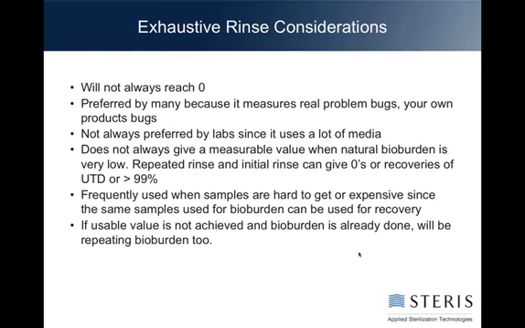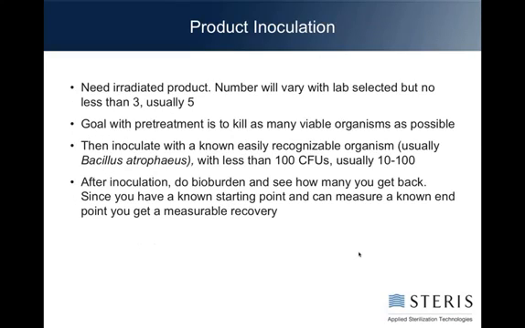Since in this case, the samples used for an exhaustive rinse can be the exact same ones that are used in your bioburden. You don't have to have a separate set of samples. If a usable value is not achieved and the bioburden is already done, in this case, though, you would have to repeat the bioburden because you wouldn't have a measurable correction factor.